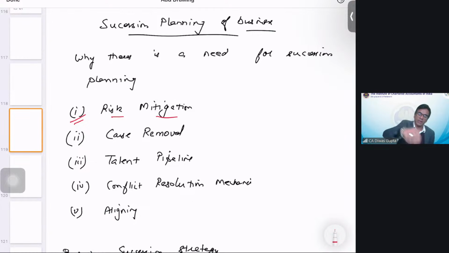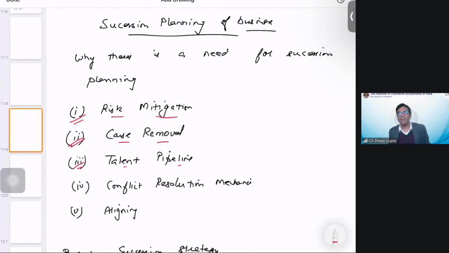Second, about the cause removal. The cause removal is the one where, because of some incidents which are not okay from the company's perspective, for example, if the director is found guilty, they will be removed. So cause removal means because of certain acts there is a removal. Because of that, the position becomes empty. There has to be a succession planning.